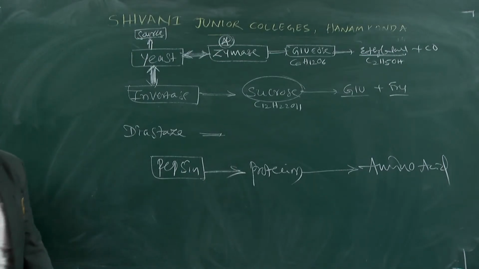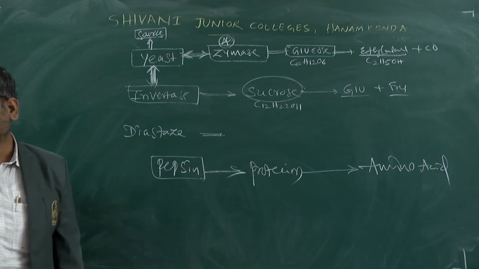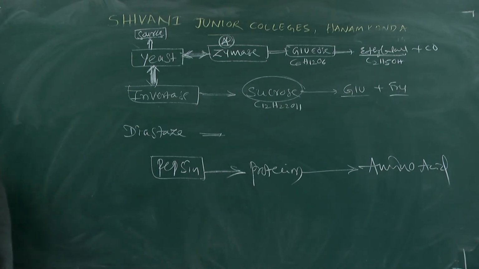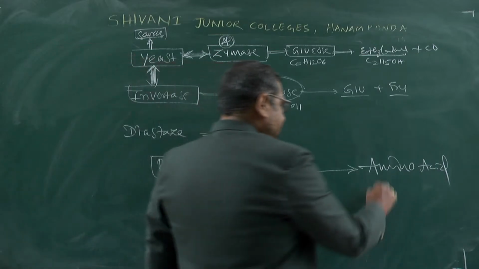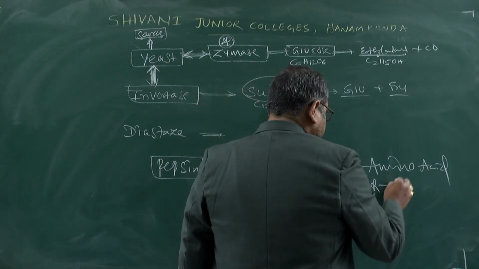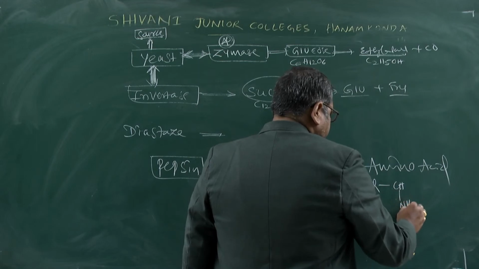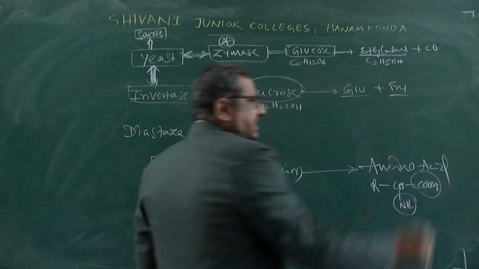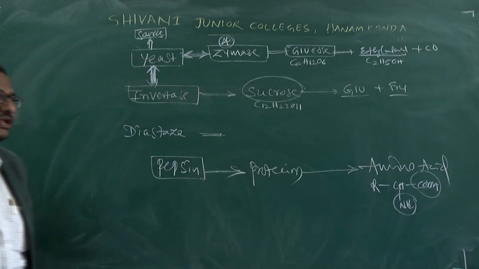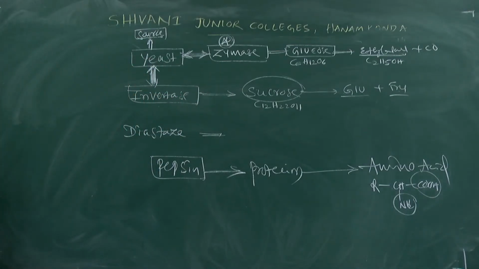What are proteins? The food materials we take have a protein part, and those protein parts are converted to amino acids. The amino acid is RCHNH2COOH, which means the amine group is present as well as the acid group. So that is the amino acid preparation.